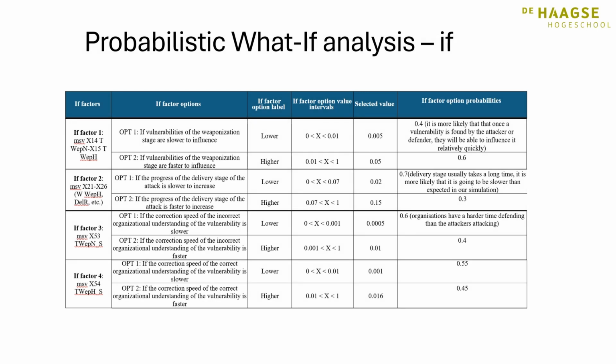As a proof of concept for the model, we did a probabilistic what-if analysis where we picked four if factors, where we monitored the outcomes of them, and for each if factor occurring, we picked a probability based on some basic assumptions. Of course, these probabilities are not very accurate because they are based only on the assumptions we described in the table. For more accurate probabilities, we would need different types of data, but this is enough for a proof of concept.